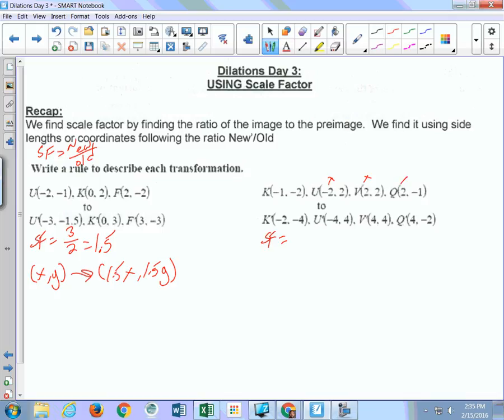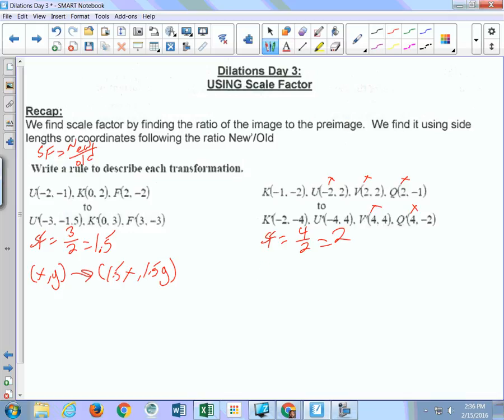I can use the Y if you want. The V and the Q both have positive numbers. They have the same positive numbers. Yes, Casanova, the 4 and the 2. So if I'm going to use new, I'm going to put 4 on top and 2 on bottom. And 4 divided by 2, Casanova, is 2. So our scale factor is 2.